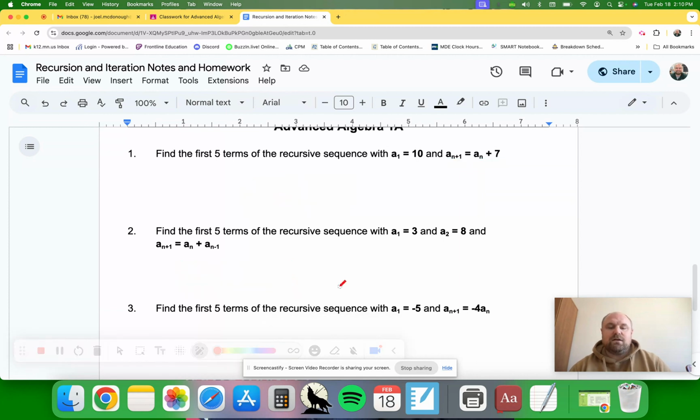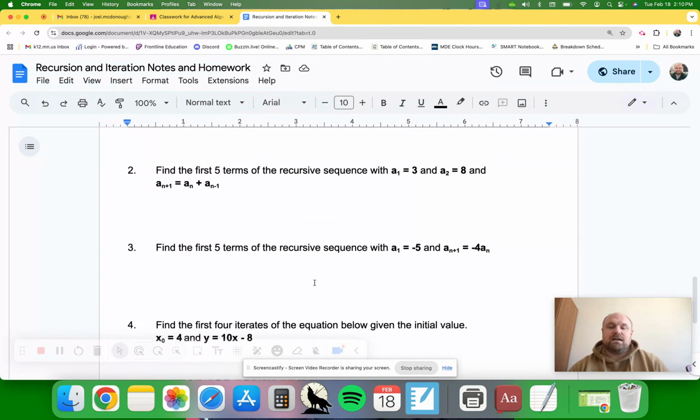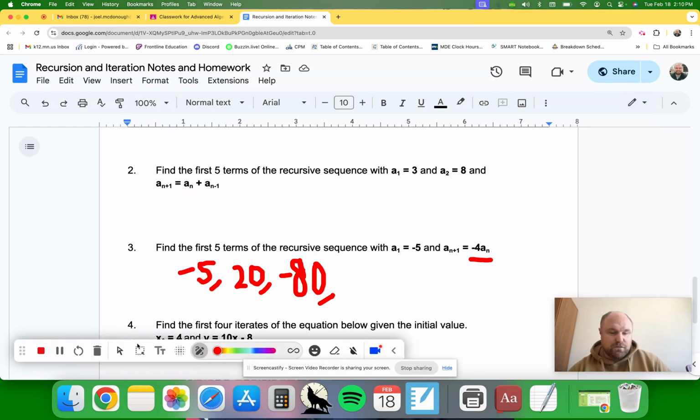Then when you get down to this recursive formula for number 3, it says that you take -4 times your previous term to get your next term. So if you have your first term, which is -5, you're going to take -5 as your first term. Then for your next term, you would take your previous term and multiply it by -4, according to this rule. So -4 times -5 is positive 20. Then you would take that term, your previous term, and multiply that by -4, which is -80. Then you would do that again and again until you get your first 5 terms. So this is -80. Sorry for the terrible number, but anyways, that's how you do that. So that takes care of the first 3.